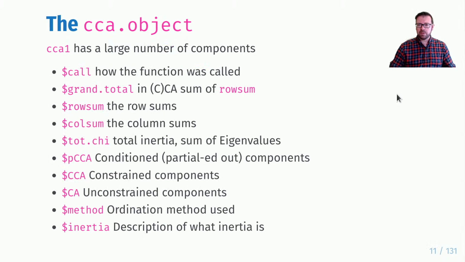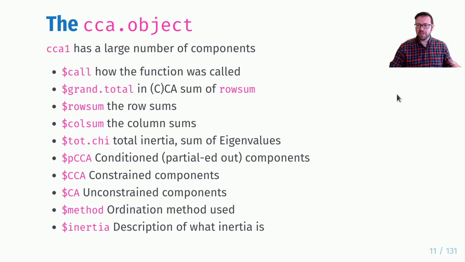So loads of things. We've got the call, the grand total, that's just the sum of the row sums, so it's like the total chi-square value. Or rather, the total weights, I guess. We have the row sums and the column sums, and these are the weightings that are getting applied, for example, in the CCA. We have the total inertia.